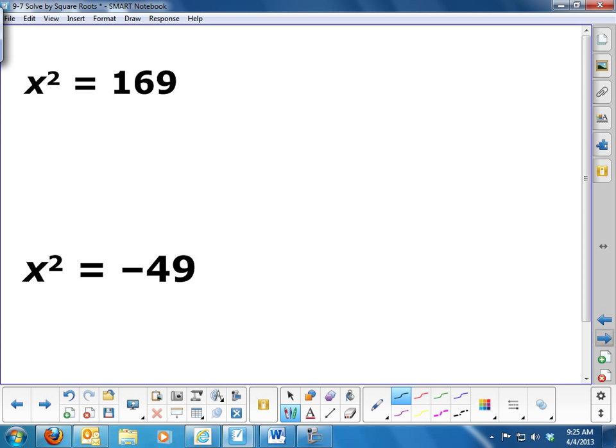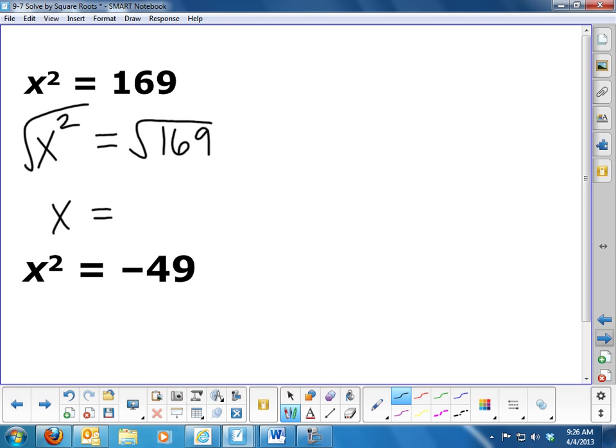Let's start out with an easy one here. We've got x squared equals 169. Well, I want to know what my roots or zeros are, so I want to know what x equals. If I want to know what x equals, I have to take the square root of x squared, and I have to take the square root of 169. The square root of x squared is x. The square root of 169 is plus or minus 13. So what's my solution? Positive 13 and negative 13, or you could just write it as x equals plus or minus 13.